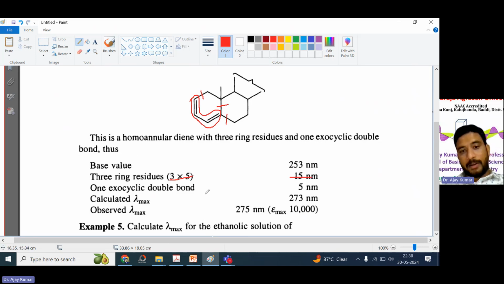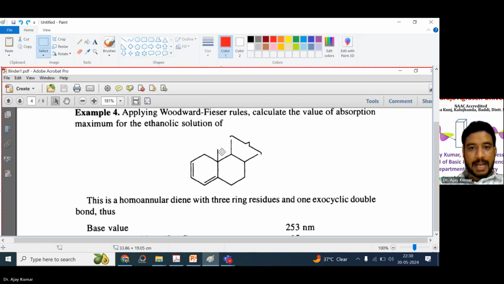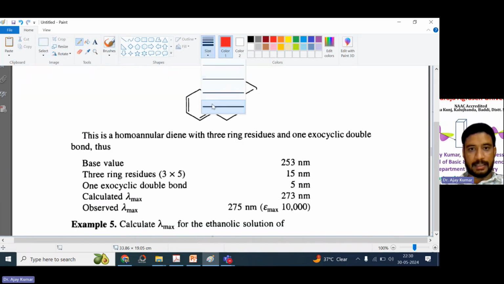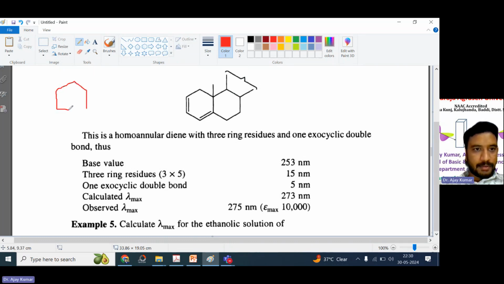Okay. So one exocyclic double bond. Now, how will we identify the exocyclic double bond? As I have told earlier, if we are trying to identify the exocyclic double bond, we have to focus on such types of structure, either this, or this, or this. So here, if I mark this as ring A and this is ring B, ring A has no exocyclic double bond, as we can see in the chemical structure of this particular homoannular system. So here is ring B. For ring B, this is the exocyclic double bond.